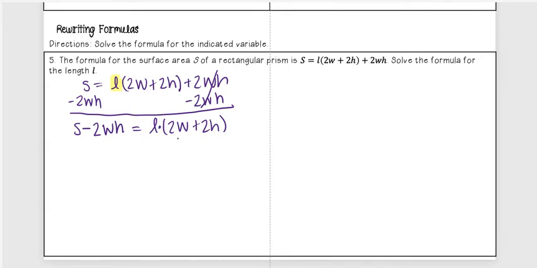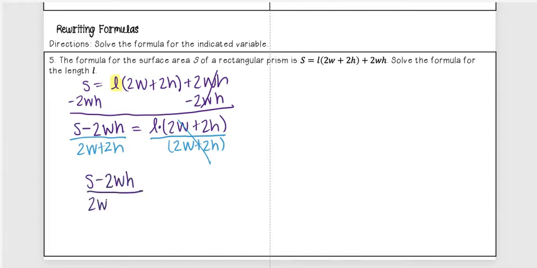And since these are being multiplied together, to get rid of that 2W plus 2H, I can undo that multiplication by dividing it. And so in the end, I get that L is equal to S minus 2WH over 2W plus 2H. And that is my final answer.